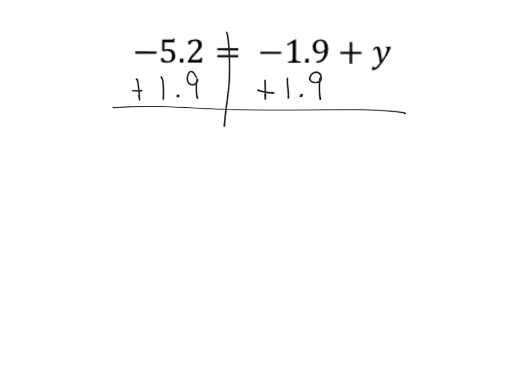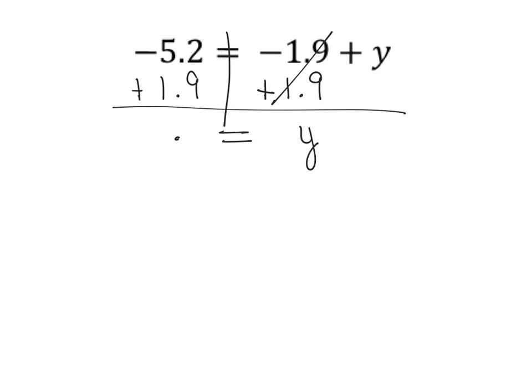And then now these are going to cancel out because that makes 0. I am left with y on this side, equals, and then we have a positive and a negative. So we have to remember our rules with positives and negatives: when they're different signs, we actually subtract them.